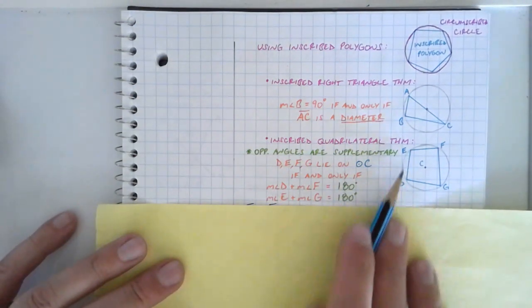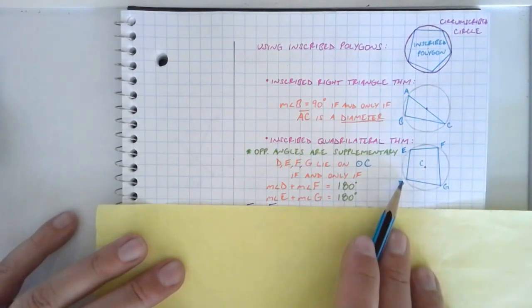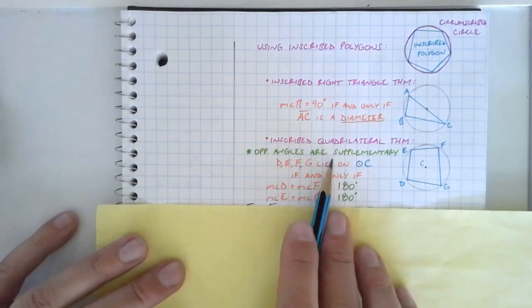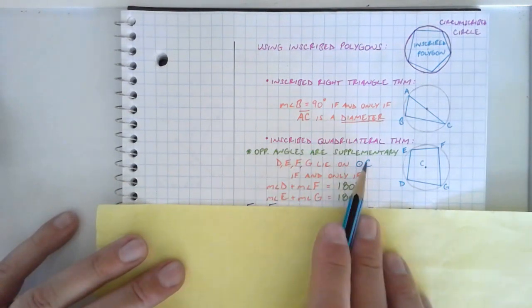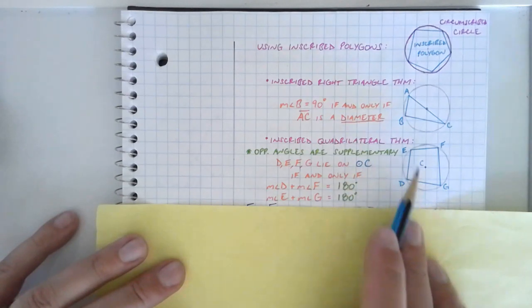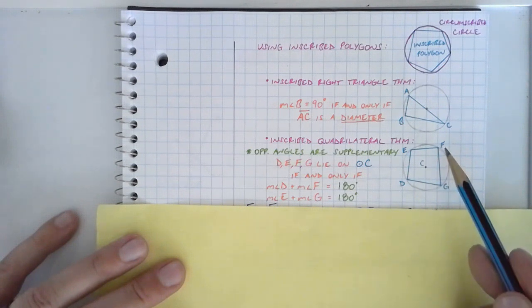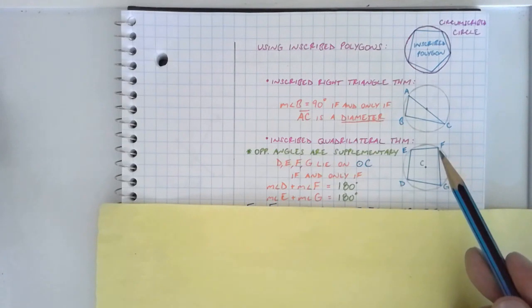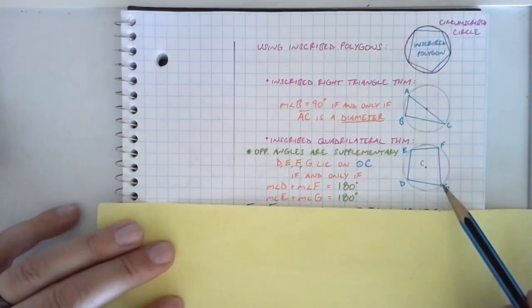If I've got a four-sided figure inscribed in a circle, means all four corners are on the circle, then opposite angles or diagonal angles, or whatever you want to describe it as, opposite angles need to be supplementary. In this case, with these letters, that's going to force angle D and angle F to be supplementary. That means they add to make 180 degrees. Angle E and angle G will also have to add to make 180 degrees.